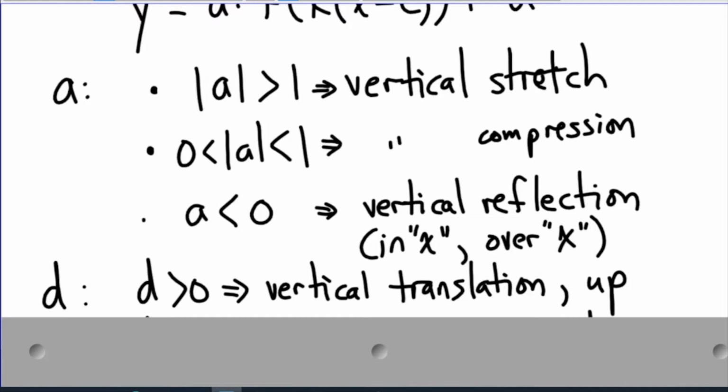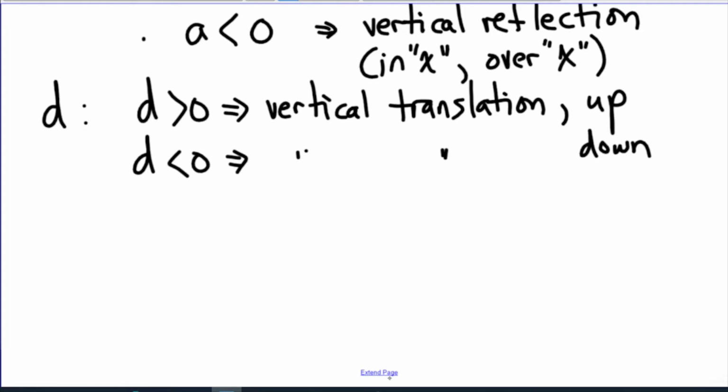For the d value, and I'm starting with these two because they are the easiest ones, d is a vertical transformation again, and is specifically a vertical translation, which is a slide. So you're sliding the graph up or down depending on the sign of d. If d is greater than 0, meaning a positive value, you're going to be sliding your graph upwards. If d is a negative value, or smaller than 0, you're going to be sliding your graph downwards. These are typically seen in grade 10, so this should be review of those concepts.